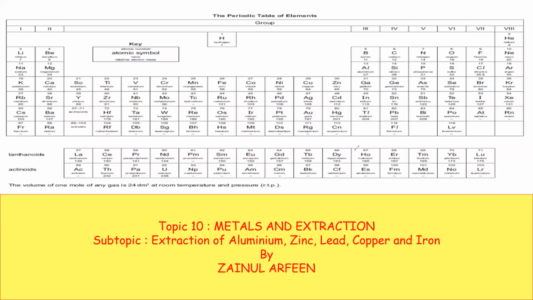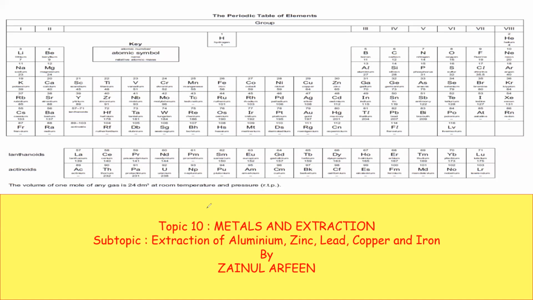So topic 10, which is about metals and extraction. In this part, we'll discuss the extraction of aluminium, zinc, lead, copper, and iron. These are all the metals whose extraction you should learn.